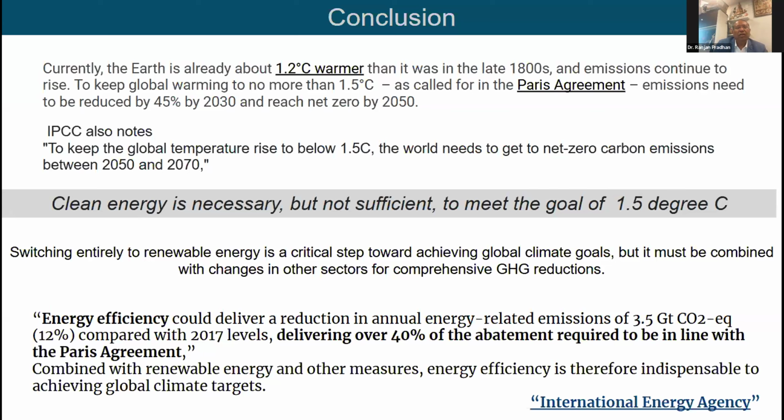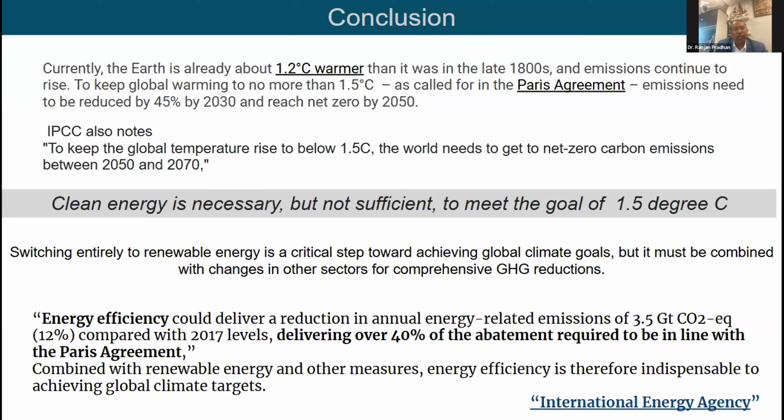So in a concluding statement I would say, currently the Earth is already about 1.2 degrees warmer than it was in the late 1800s. The IPCC also notes that to keep the global temperature rise below 1.5, the world needs to reach net zero. The UN says by 2050, the IPCC says by 2050 to 2070. So clean energy is necessary, but not sufficient, to meet the global goal of 1.5 degrees centigrade.